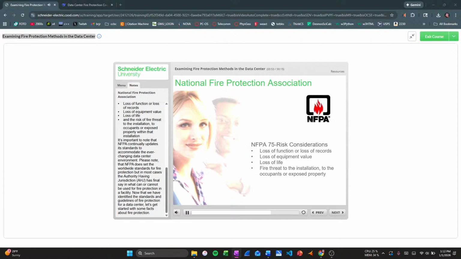It's important to note that NFPA continually updates its standards to accommodate the ever-changing data center environment. Please note that NFPA does set the worldwide standards for fire protection, but in most cases, the authority having jurisdiction has the final say in what can or cannot be used for fire protection in a facility. Now that we've identified the standards and guidelines of fire protection for a data center, let's get started with some facts about fire protection.